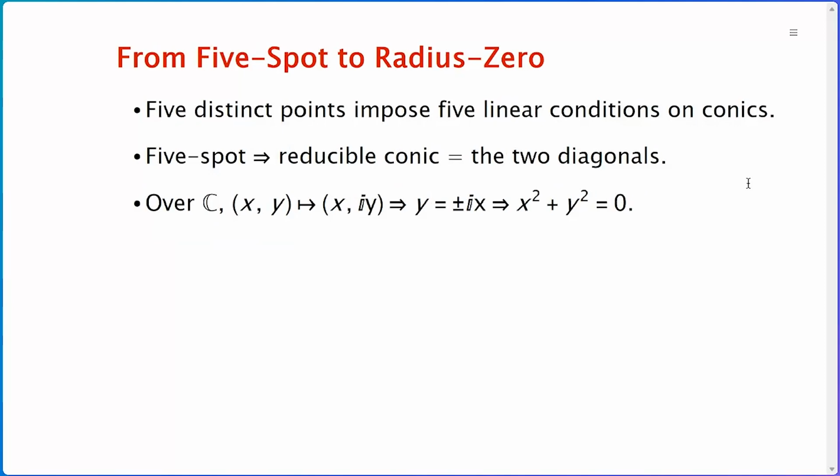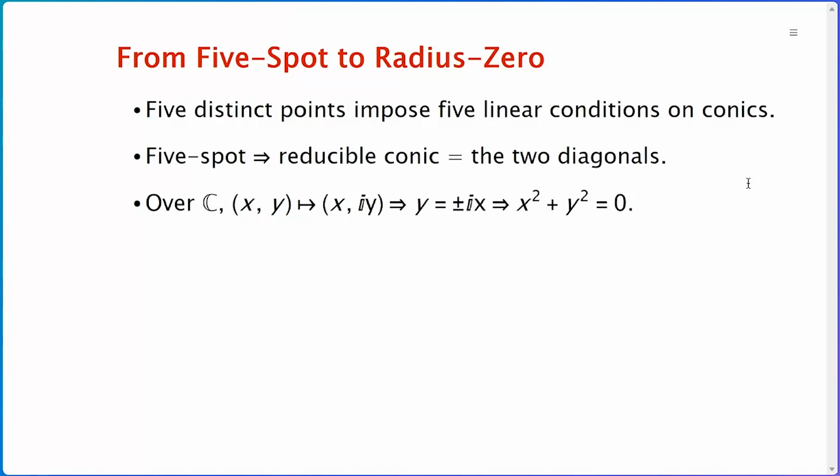In general, 5 distinct points impose 5 linear conditions on the 6 homogeneous coefficients of a conic, fixing it up to scale. In the 5 spot, each diagonal carries 3 points: 3 points, 3 points, 3 points. Hence, the unique conic is reducible.